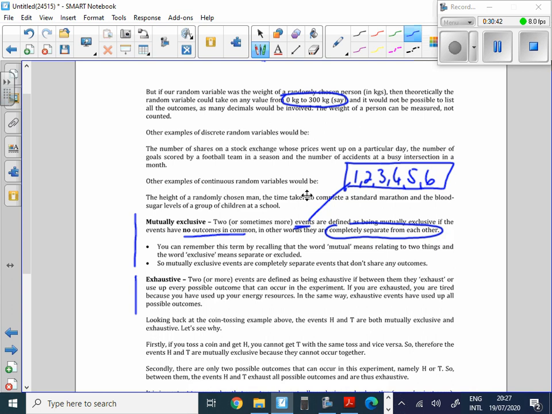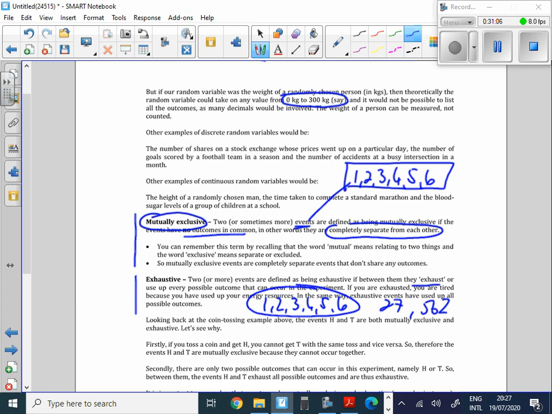Exhaustive is exactly that: I exhaust all the possible outcomes. So again, rolling a dice would be both mutually exclusive, the outcomes, and the outcomes are exhaustive as well. Why? Because I can count them. It's going to be a 1, a 2, a 3, a 4, a 5, or a 6. It's not going to be a 27. It's not going to be a 562. They are exhaustive. There's only 6 that can be.